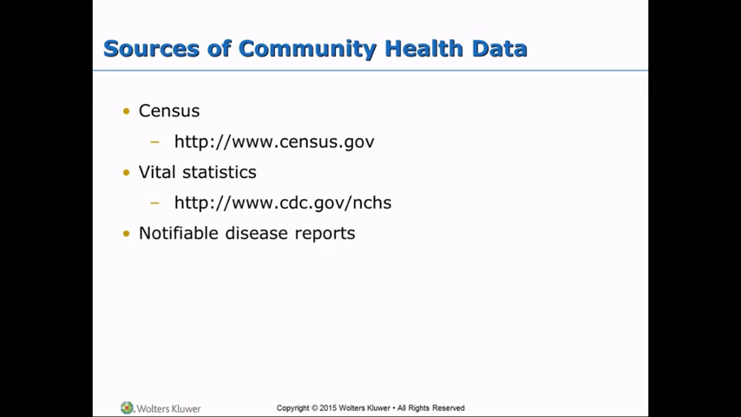Notifiable disease reports are also excellent sources of population data that relate to health. These are data collected by state and local health departments on legally reported diseases, such as communicable diseases. These diseases must be reported, as health organizations such as the CDC require notification of certain diseases. Criteria to determine whether a disease is notifiable are the ability of the disease to cause death and the communicability of the disease.